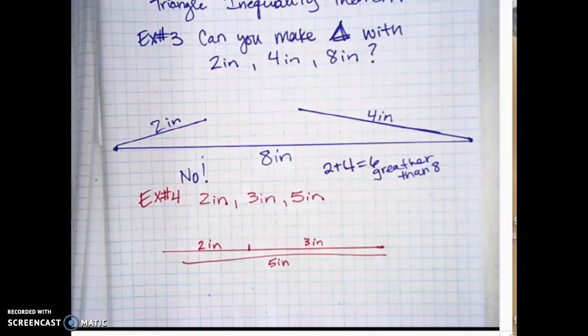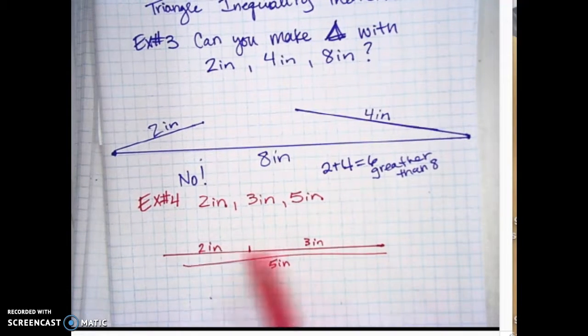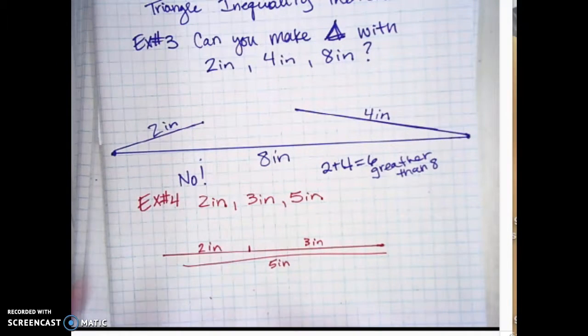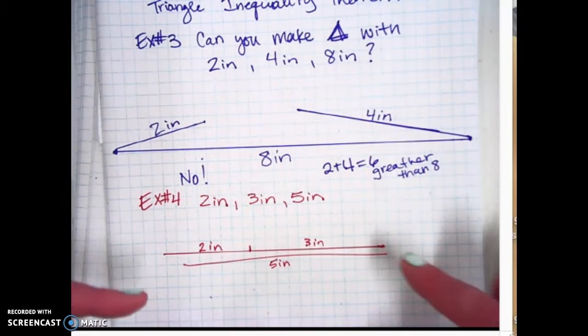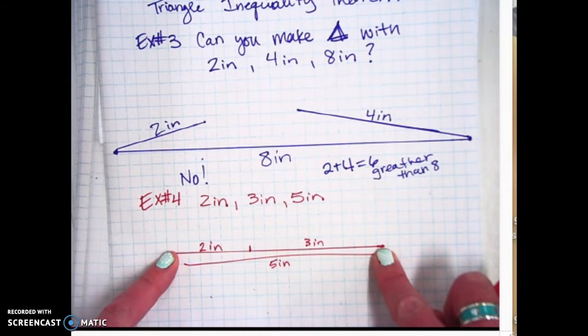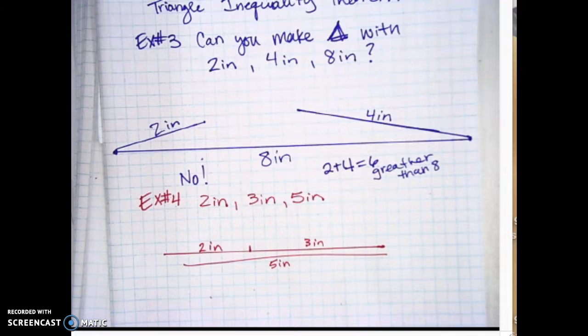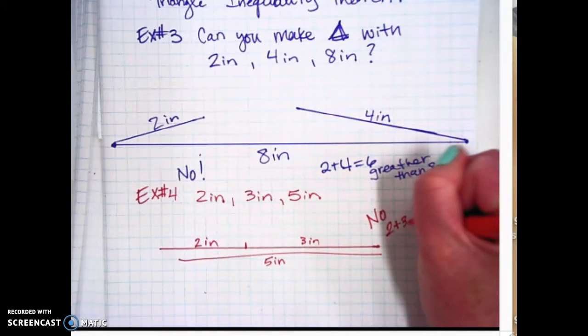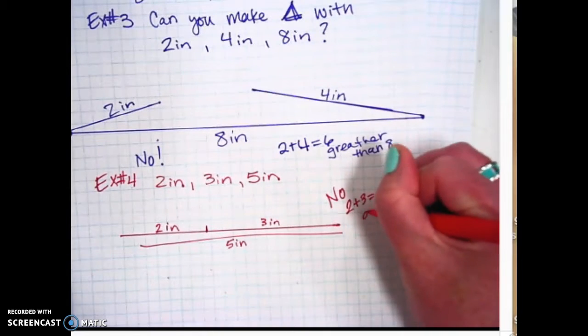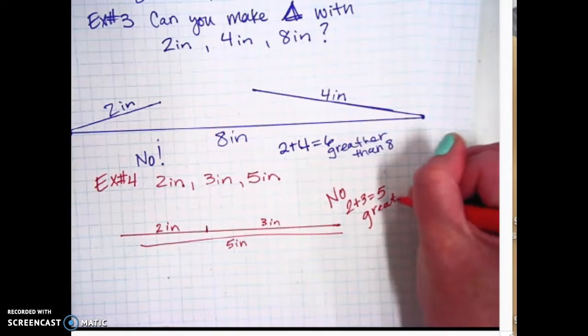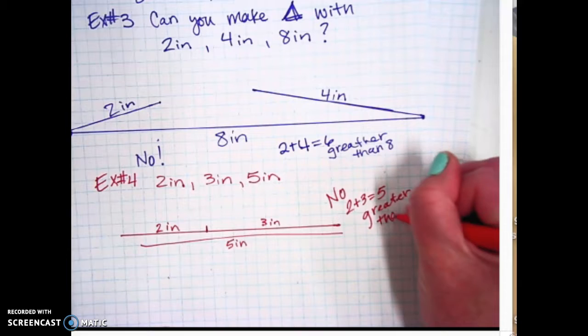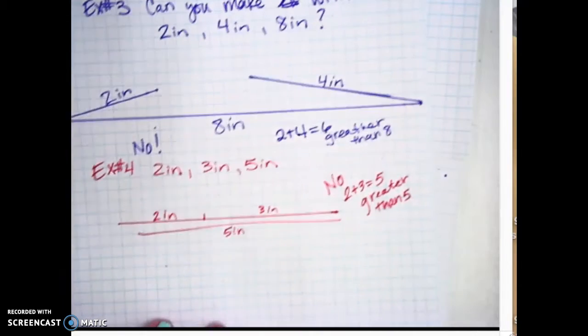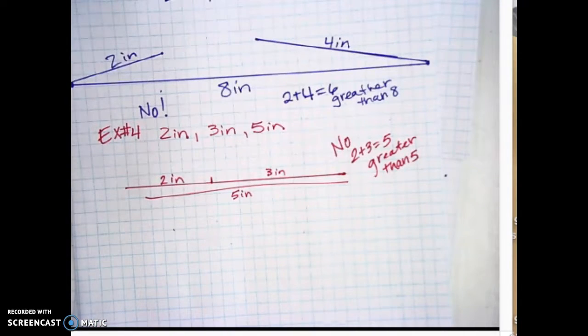Will that make a triangle? Well, you see how flat it is? It's basically just a line. The 2 inches and the 3 inches are right on top of the 5 inches. It does not make a triangle because 2 plus 3 equals 5, and it should be greater than 5. Can't be exactly equal to it. It has to be greater than 5.